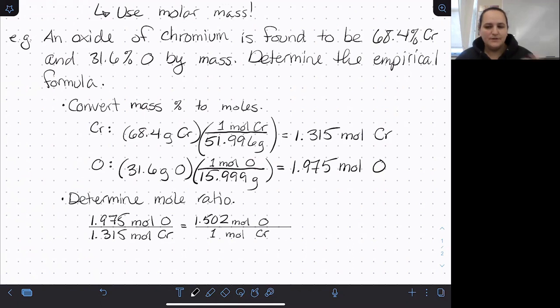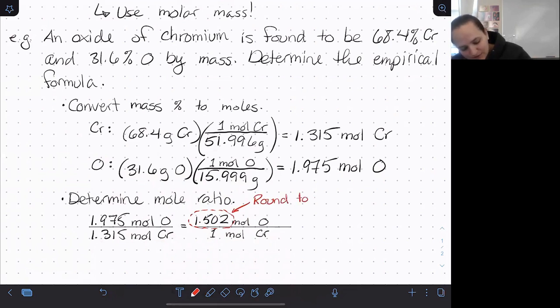And this is where determining empirical formulas gets a little bit wishy-washy sometimes, because we're looking to get to integers. Ultimately, we know our subscripts in our empirical formulas can only be integers. 1.5 is not an integer, and it's not close to an integer. It is squarely between 1 and 2. So what we want to look for at this point is that we want to round this to an integer if it's close, or some kind of simple fraction that we can multiply things by to make it an integer.